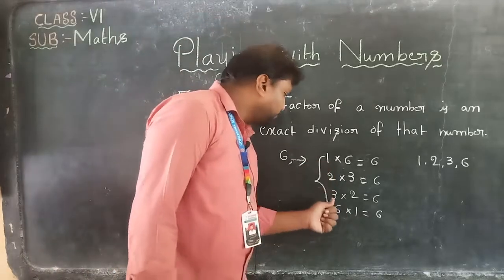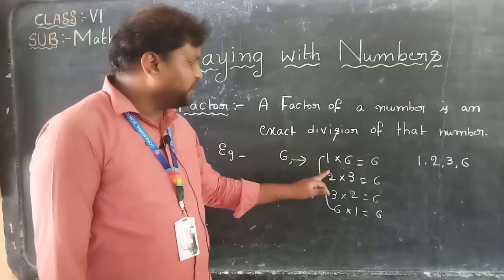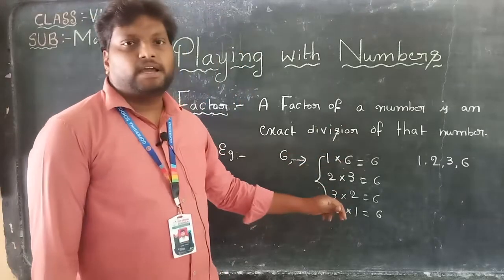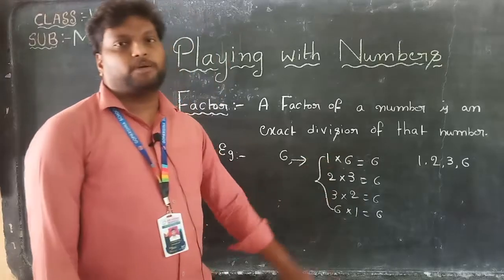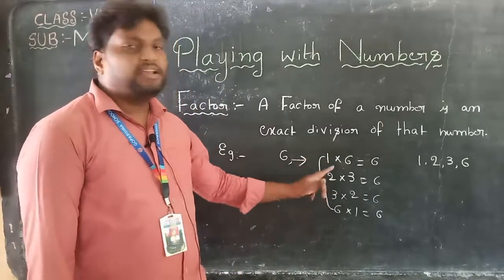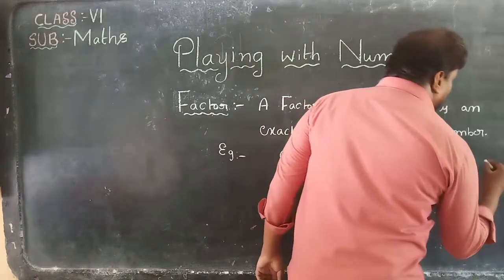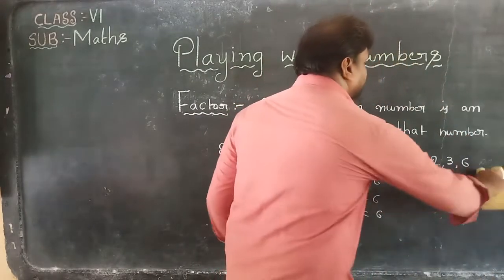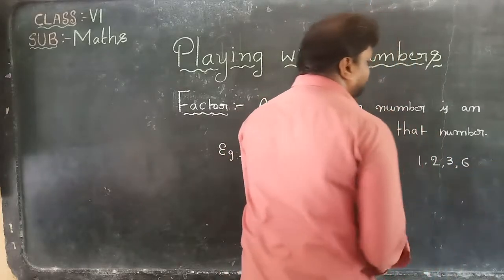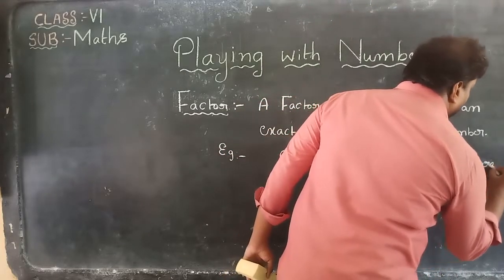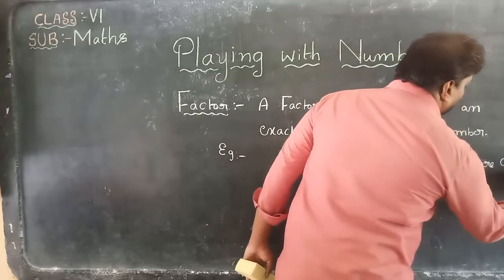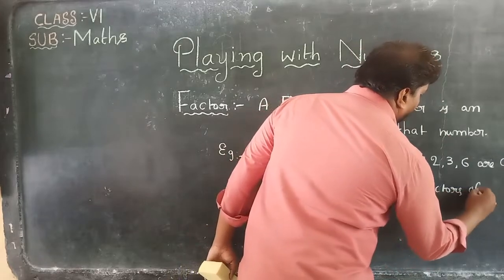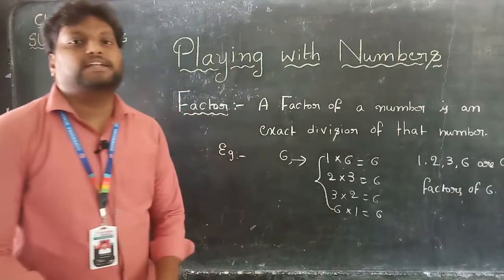These 4 numbers, means 6 is in the 1 table, 2 table, 3 table and 6 table. Otherwise, 6 is divisible by these 4 numbers. That's why 1, 2, 3, 6 are called factors of 6.